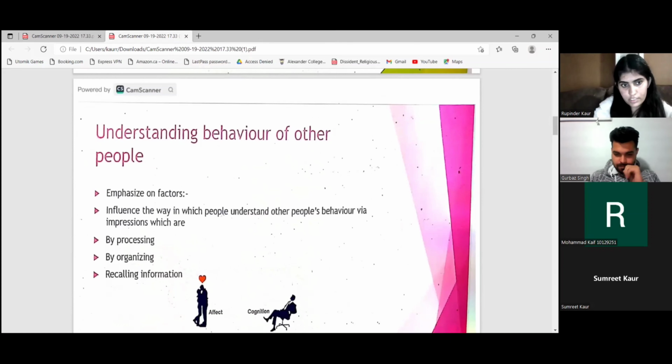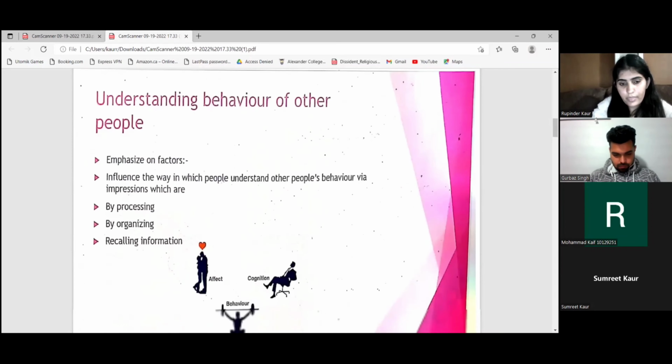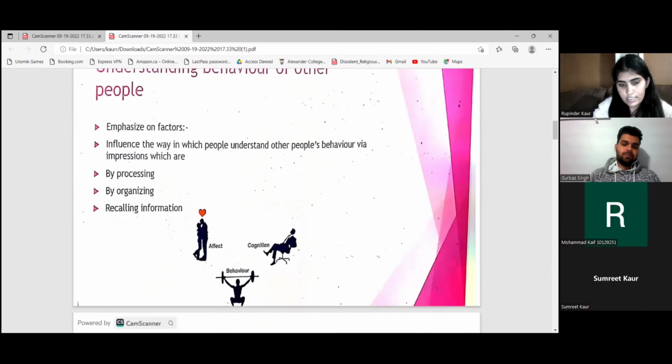Understanding behavior of other people. It mainly focuses on how we can understand other people in three ways. Firstly, information is processed, then information is organized and recalled. According to these pictures, in the first picture, as shown, is affection, in which a person shows affection towards another person, whether the persons are loving each other or not. In the second picture, it shows cognition, how thoughts are processed in the mind and organized in a good manner for recalling that information in the future.